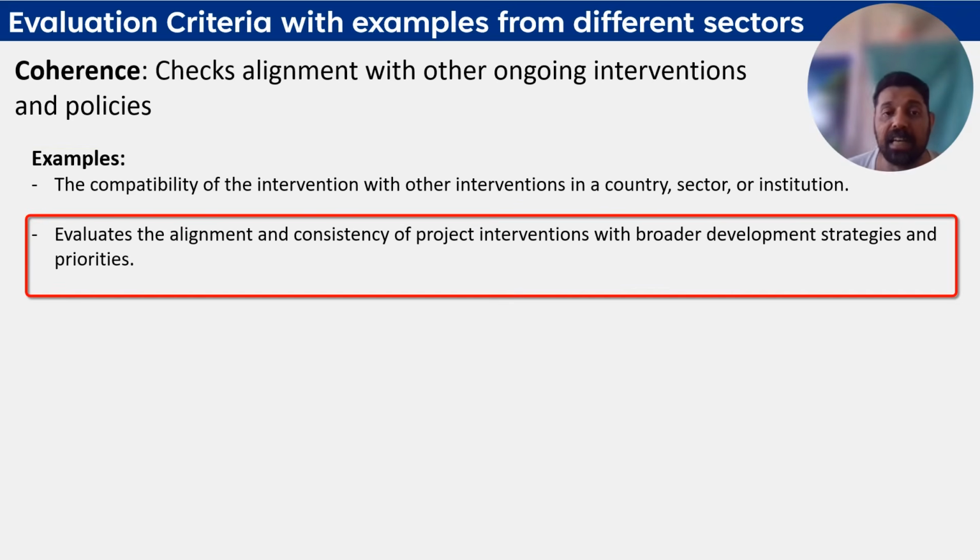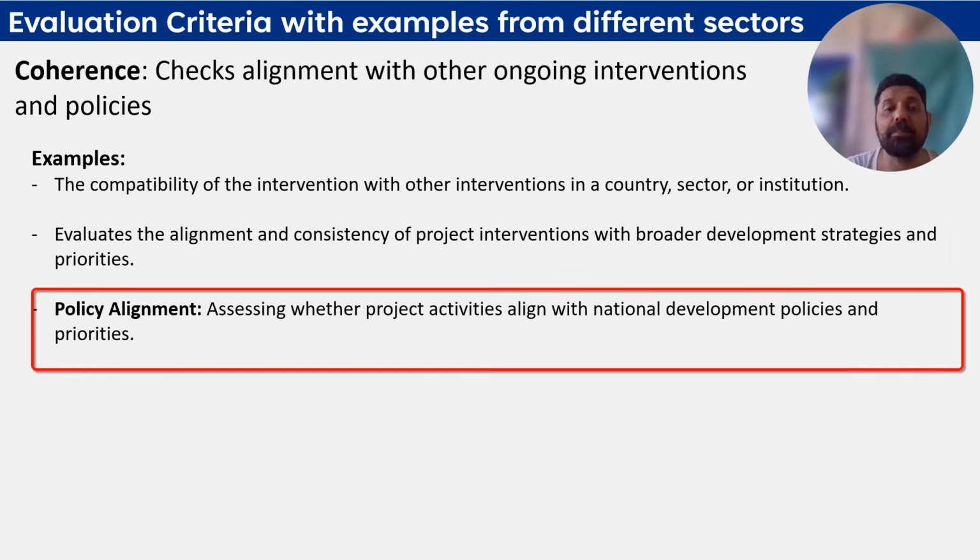Another example is evaluating the alignment and consistency of project intervention with broader development strategies and priorities of the country or sector. Similarly, policy alignment, assessing whether project activities align with national development policies and priorities. If, for example, in a region, a government department has developed some policies for their health intervention or education intervention, and you are conducting something else, you check the alignment of the different interventions of different NGOs and of the government sector with the national development policies and priorities.